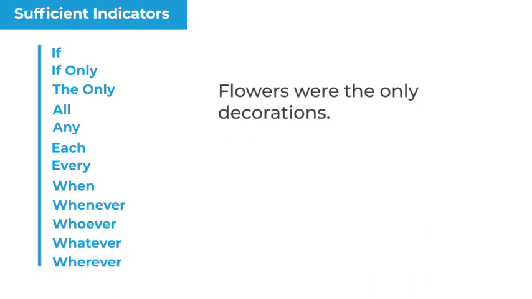So here's another example. Flowers were the only decorations. Well, the only gives us a sufficient condition. And so the terms that we're going to be connecting here are decorations and flowers. And the words the only tell us that decorations is the trigger or the sufficient condition and that flowers is the necessary condition. So we can express this as if there are decorations, then they've got to be flowers. Now, you got to watch out for that word only. If you put the word the in front of it, it's a sufficient condition. You put the word if after it, it's a necessary condition. We'll be dealing with those next time.